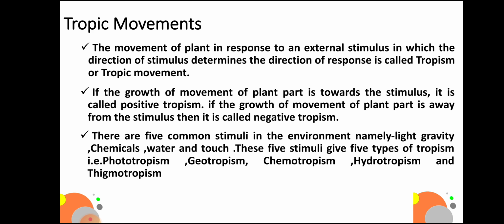There are 5 common stimuli in the environment, namely light, gravity, chemicals, water, and touch. These 5 stimuli give 5 types of tropisms, that is phototropism, geotropism, chemotropism, hydrotropism, and thigmotropism.